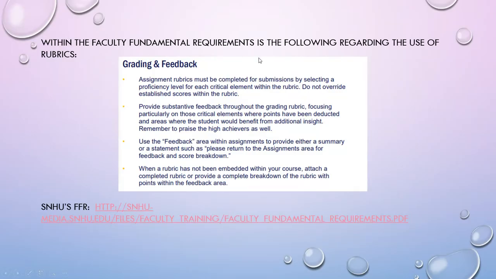Within the faculty fundamental requirements, we talk a lot about rubrics in the grading section. Assignment rubrics must be completed and do not override established scores within the rubric. Provide substantive feedback throughout the grading rubric. So we're not going to talk about when it's not embedded. We're going to focus on the embedded rubrics and what those look like. You can view SNHU's full faculty fundamental requirements by going to this link, including this grading and feedback section.